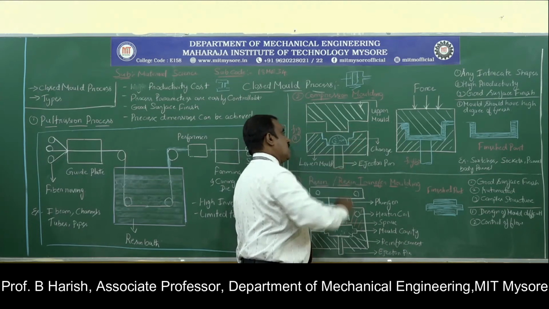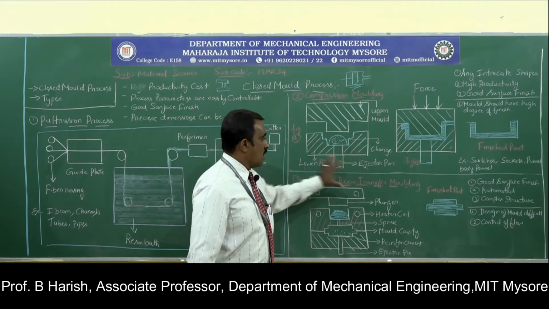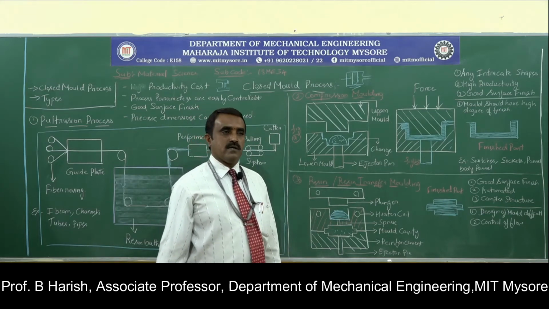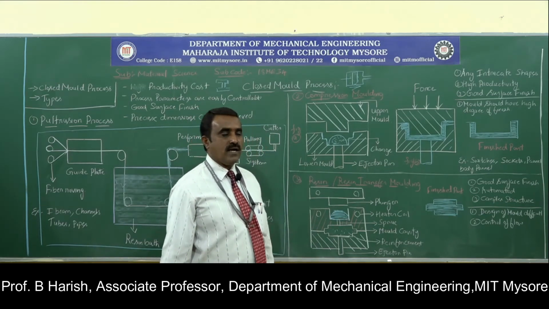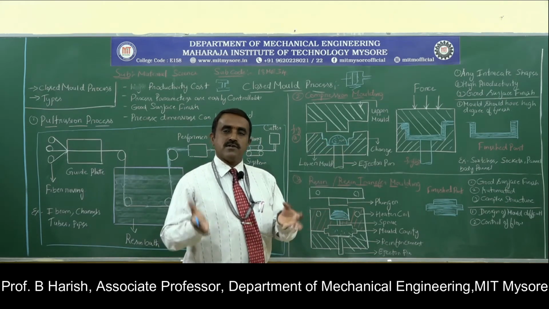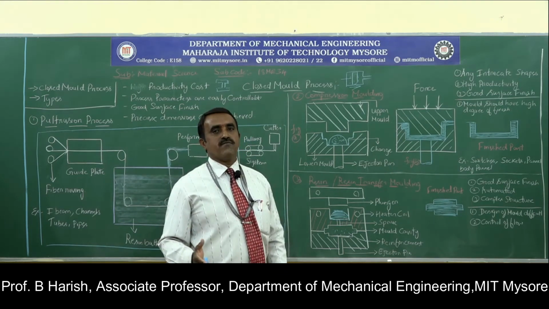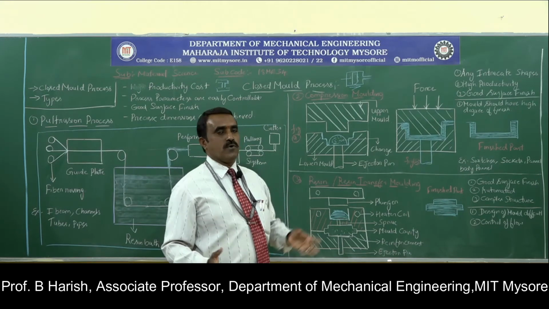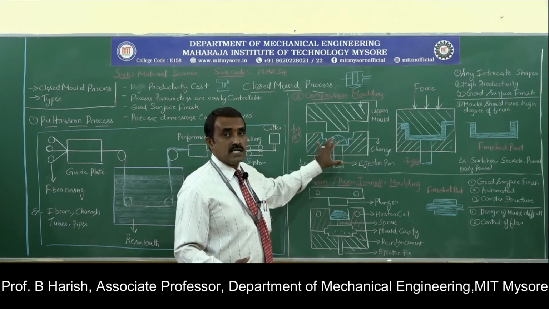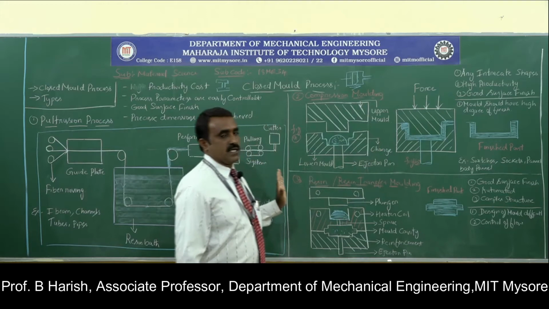Coming to how the process is carried out, initially the lower mold will be heated to a predefined temperature, and then the charge. The charge consists of both the matrix and the reinforcement, mixed in the required proportion. That will be placed inside this preheated lower mold. This is what you can observe from this first sketch.